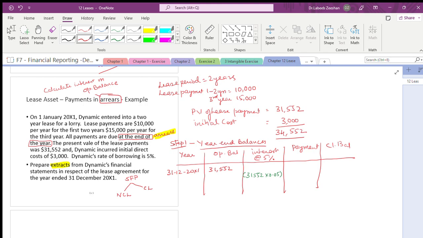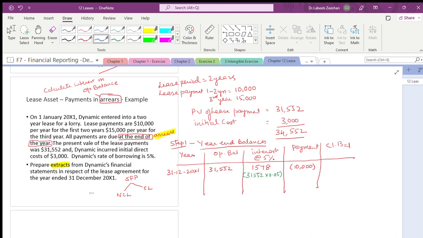It comes to 1578. Don't take decimals, round it off, nothing will happen. The first payment is 10,000, the lease payment.